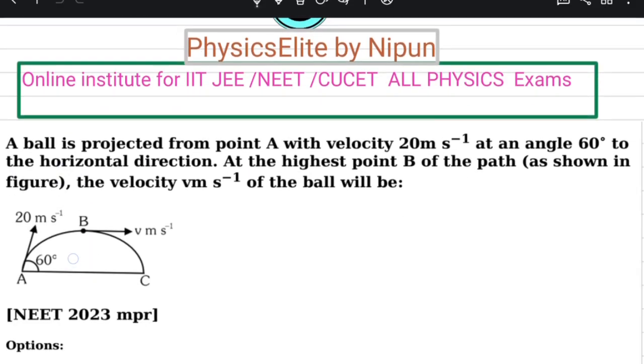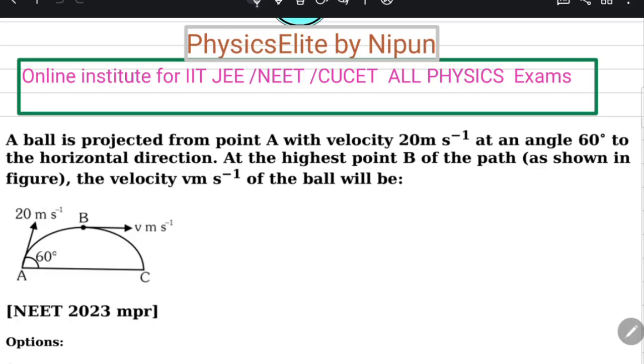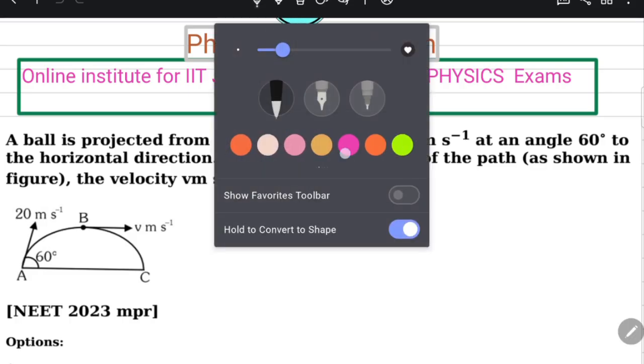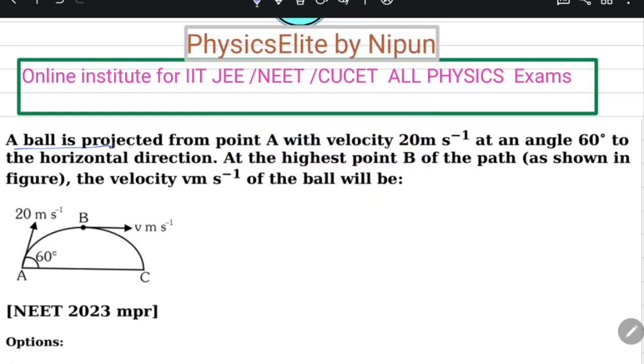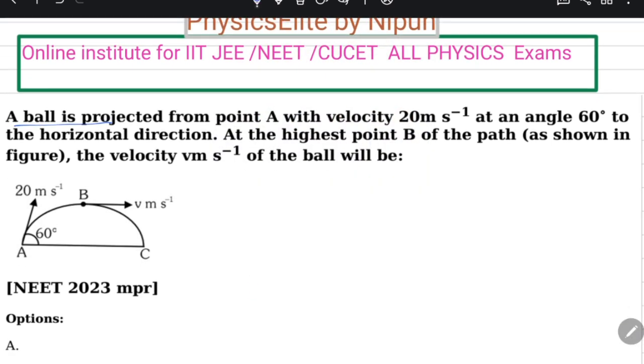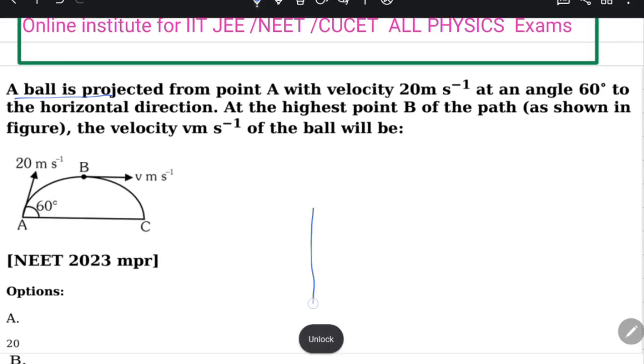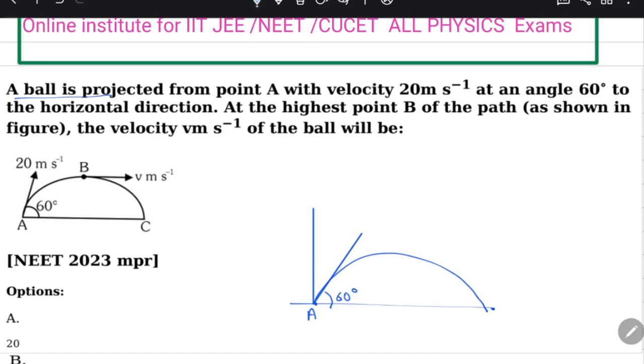Now this question is from projectile motion. This question is also great, and I will solve it in a very good way so that you can understand it. A ball is projected from a point A, like this, with a velocity of 20 meters per second at an angle of 60 degrees. First, the task is to resolve into components.